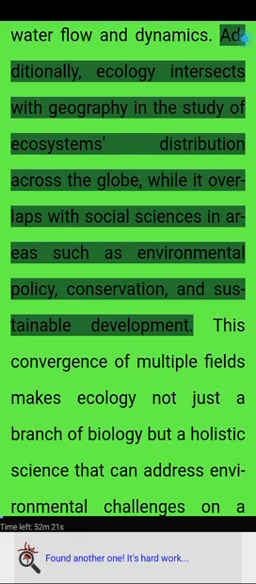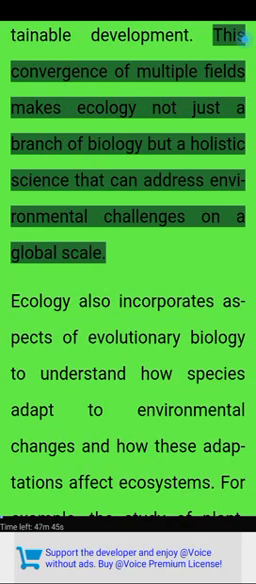Additionally, ecology intersects with geography in the study of ecosystems distribution across the globe, while it overlaps with social sciences in areas such as environmental policy, conservation, and sustainable development. This convergence of multiple fields makes ecology not just a branch of biology but a holistic science that can address environmental challenges on a global scale.